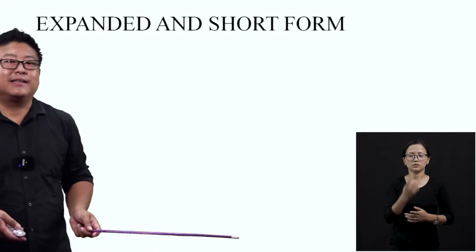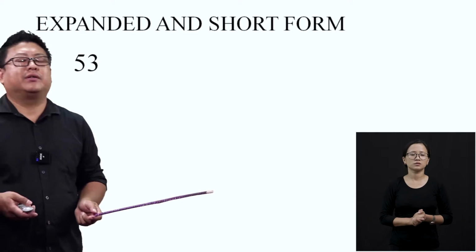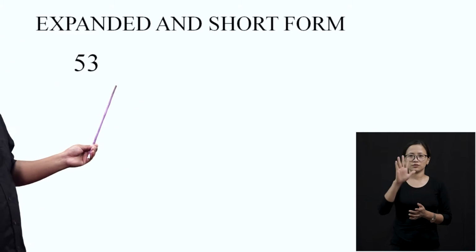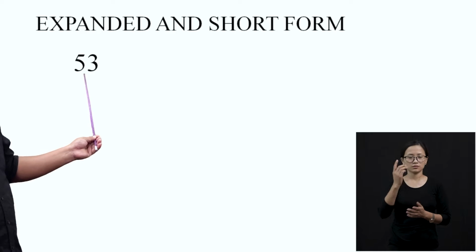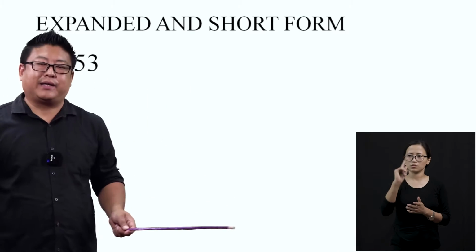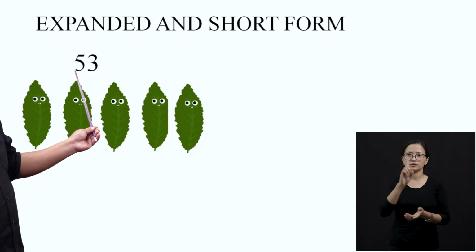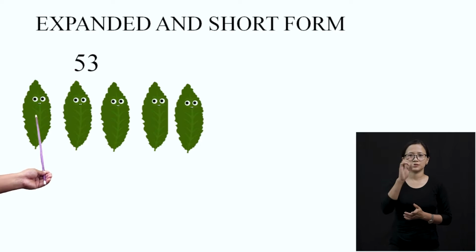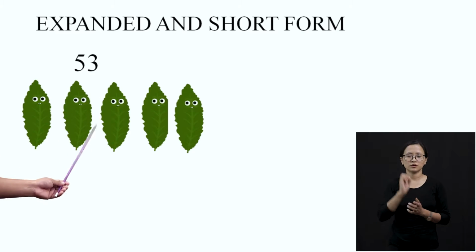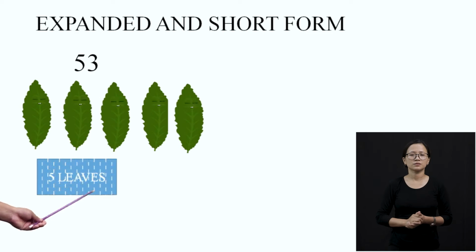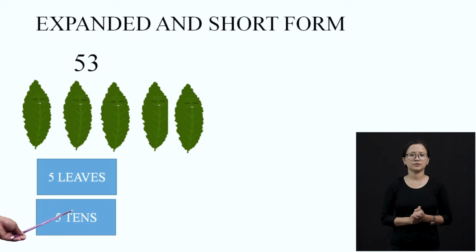Now, let's look at the expanded and short form. To understand this, let's take the number 53. We know that 5 is in tens place and 3 is in ones place. Let's look at the first place, that is tens place. We will represent tens place with 1, 2, 3, 4, 5 leaves. These 5 leaves represent 5 tens.